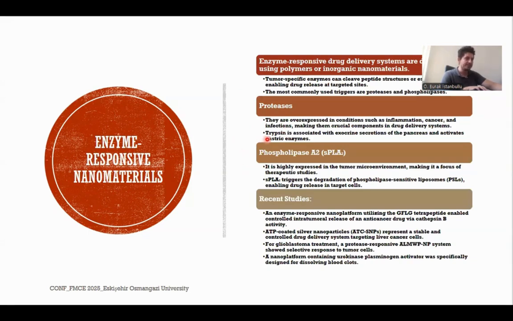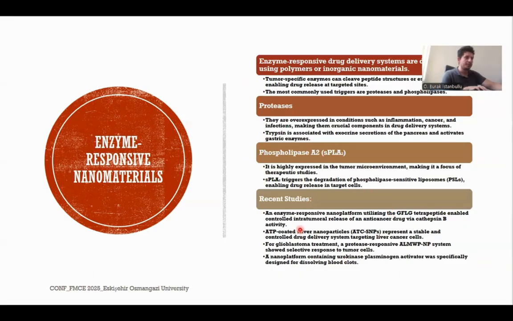For example, trypsin is secreted by the pancreas and plays a role in activating digestive enzymes. SPLA2 is highly expressed in tumor microenvironments, making it a key target in cancer therapy. It can trigger the degradation of phospholipase-sensitive liposomes, releasing drugs specifically in the cancer cells.